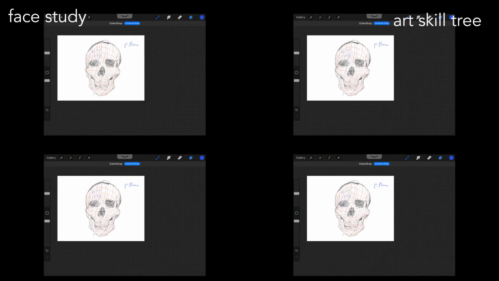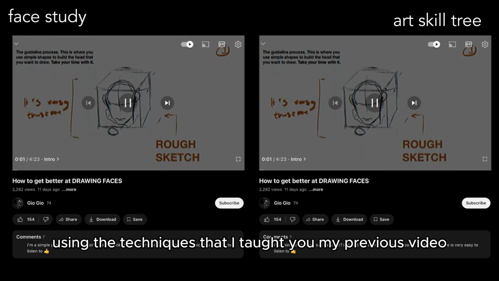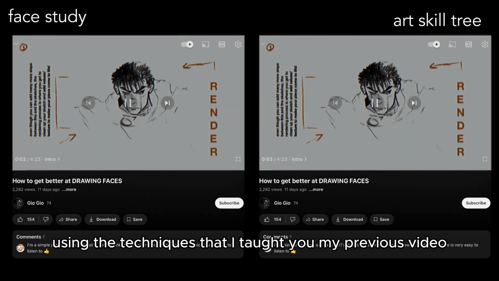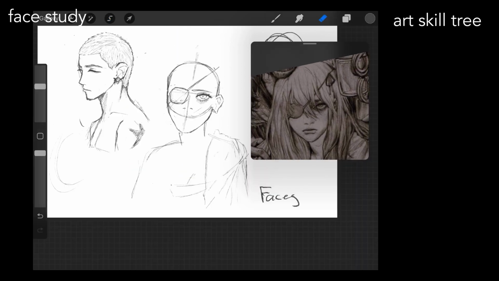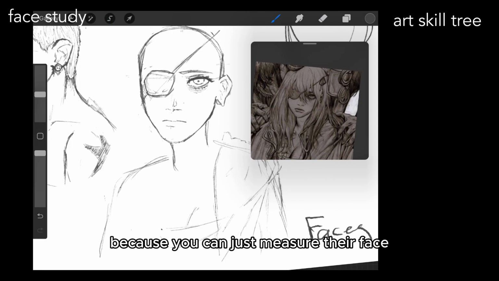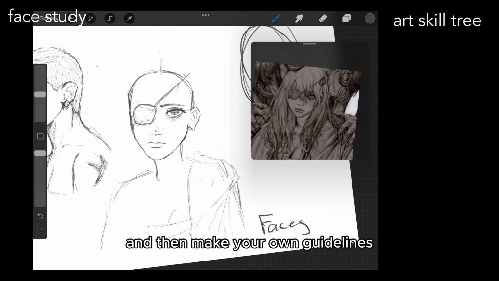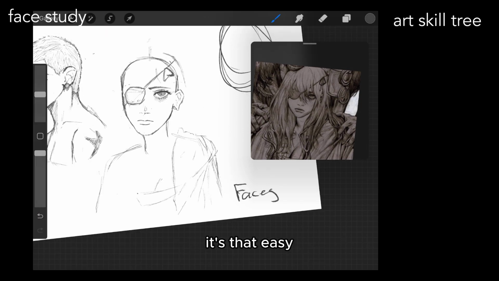For now, let's redraw the head again using the techniques that I taught you in my previous video. I'll put up some guidelines for you so you can take this and apply them yourself. Now that you have your notes, you never have to wonder how an artist made their faces look so good again, because you can just measure their face to the skull you drew and then make your own guidelines and apply their techniques. It's that easy.